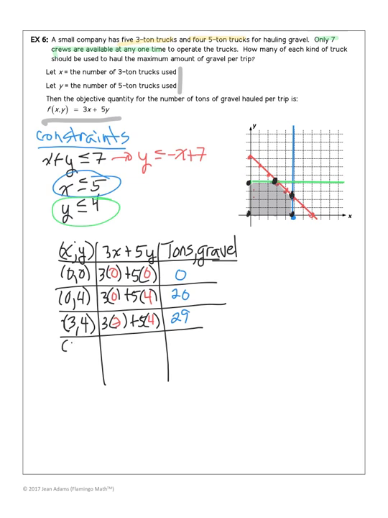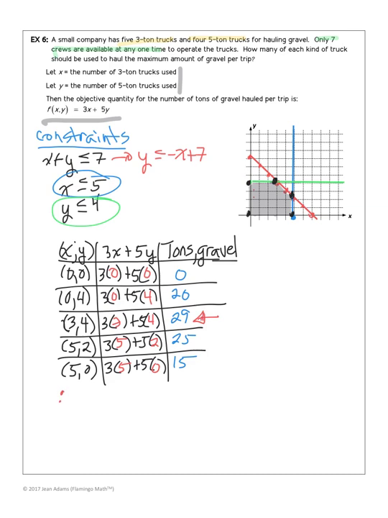Then we have 5, 2. Plug in 5 and 2. So we have 15 and 10, which is 25. Definitely not a maximum. And finally we have 5, 0. 3 times 5 is 15. So the maximum is the 29 from before, right there.